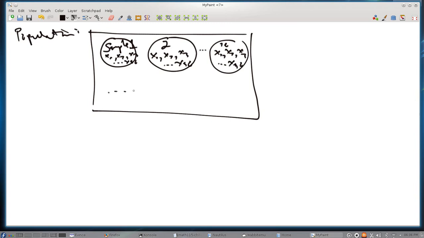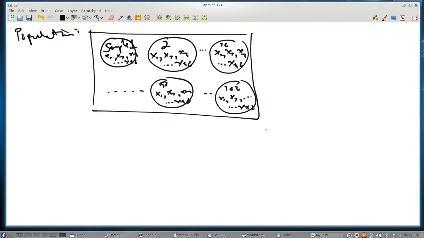And then we just repeatedly take all the way to 100 samples. So let's say this is sample 50. In sample 50 I have x1, x2, x3, all the way to x50, and then all the way to 100, right? Within sample 100, I have x1, x2, all the way to x50. So all of these are 100 samples, with 50 data points in each.